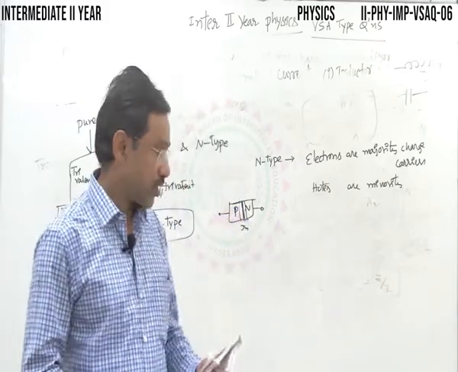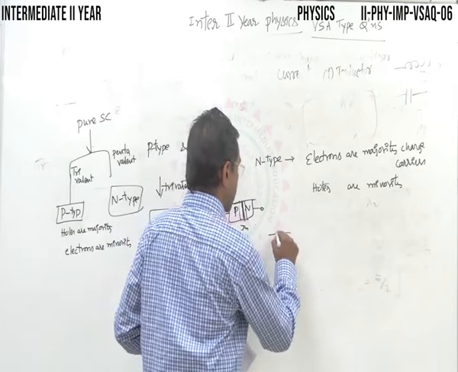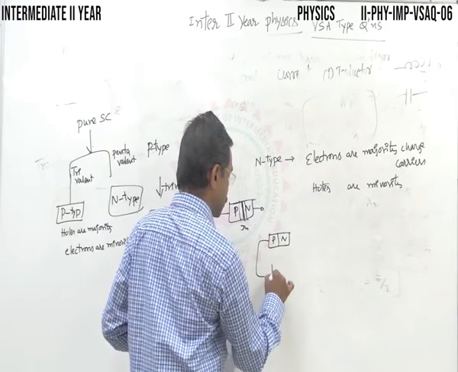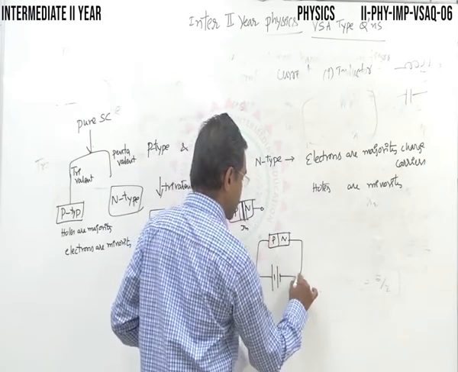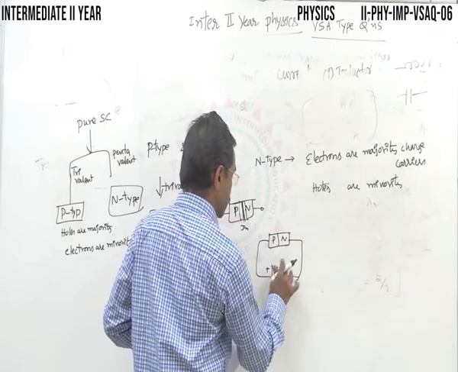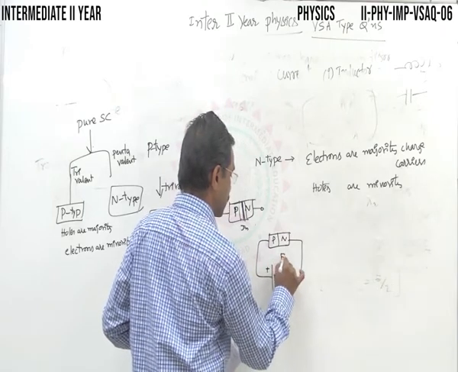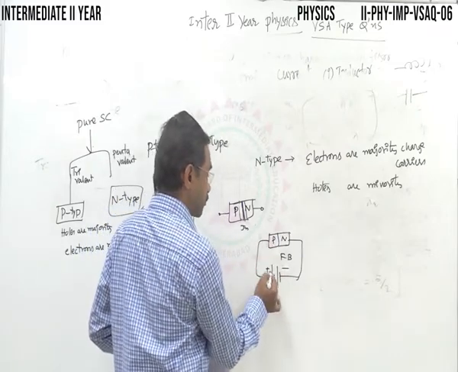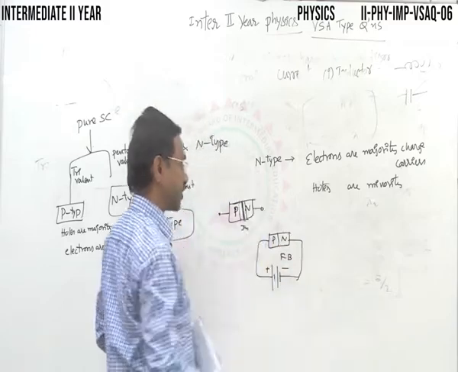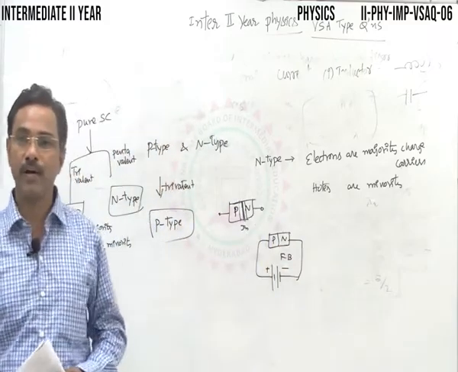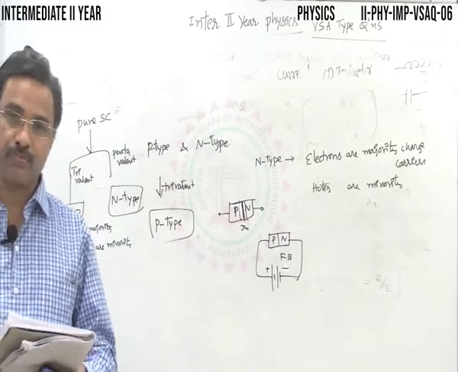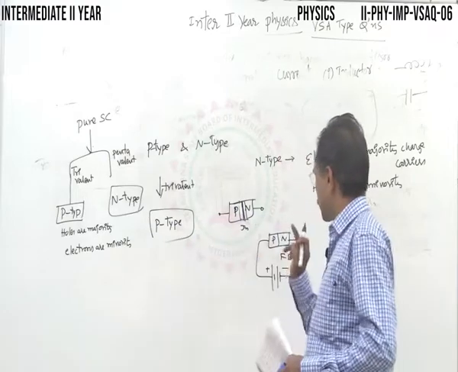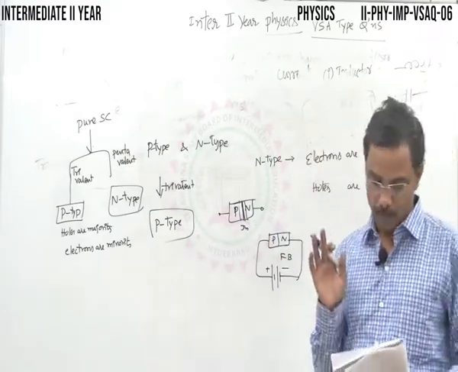So, forward bias junction diode. If you connect a battery, it's important for practicals also. The P region is connected to positive polarity, and of course the N region is connected to negative polarity. It is called forward bias. What is forward biasing? If the P region is connected to the positive polarity of the battery and the N region is connected to the negative polarity of the battery, then it is called forward biased.